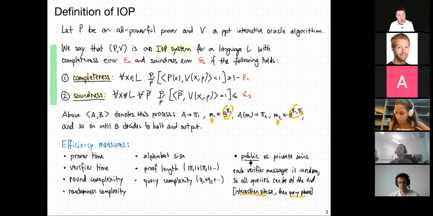And I'll say it right now, all the constructions of IOPs that we will see are public coin, where there is an interaction phase, and after the interaction phase, there is a query phase, or you can call it a decision phase, where after the interaction, you query the oracles and you decide what to do.